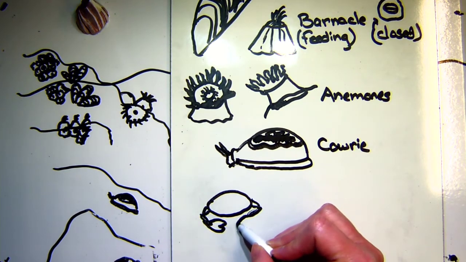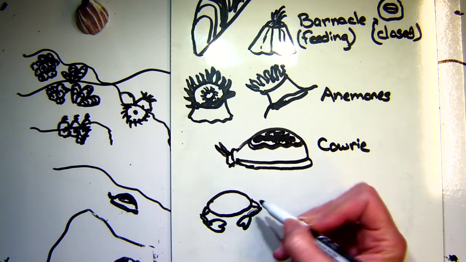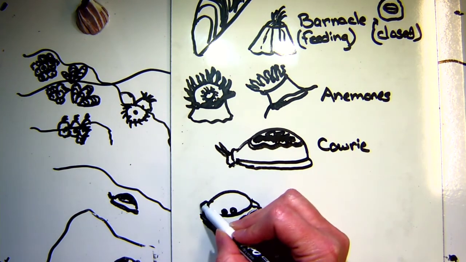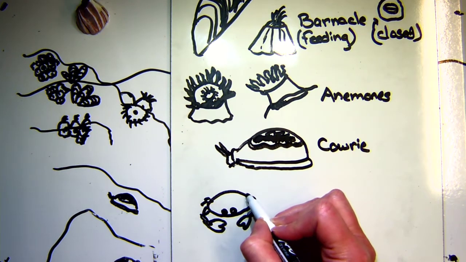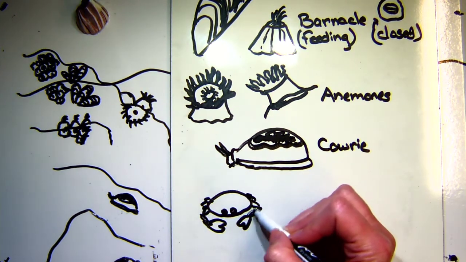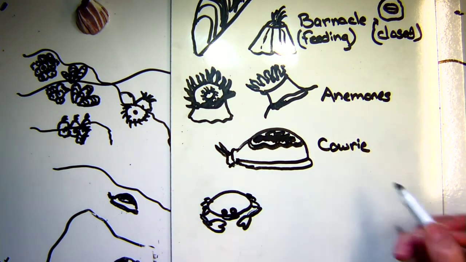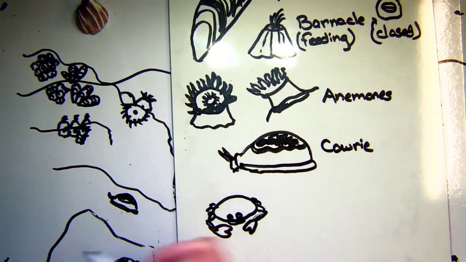So we can draw some claws on him, and this one will give him some eyes. Now they also have other little legs. They've got five total on each side, but we can't draw all those. I don't really have the space for them. And we can draw a crab.